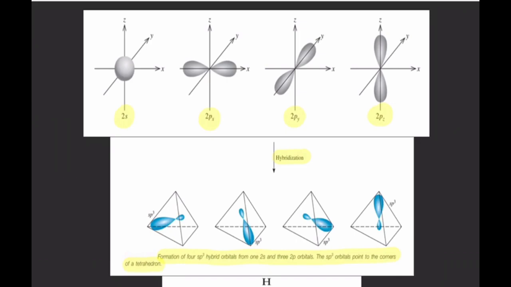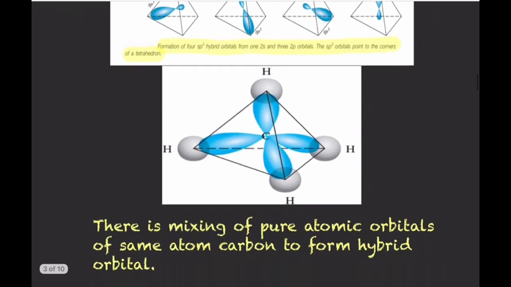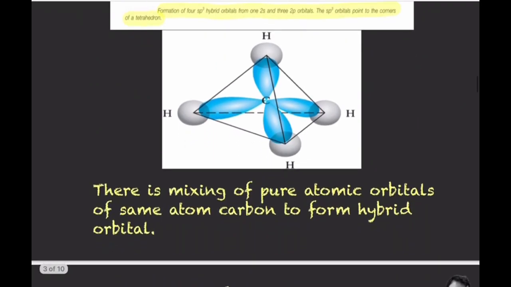And these hybrid orbitals will orient such that there is minimum repulsion between them, and that is possible when the angle between them is 109 degree 28 minutes. So in the CH4 molecule, there are 4 hybrid orbitals of carbon at an angle of 109 degree 28 minutes, and there is an overlapping between the hybrid orbitals of carbon with the pure atomic orbitals of hydrogen to form the CH4 molecule.